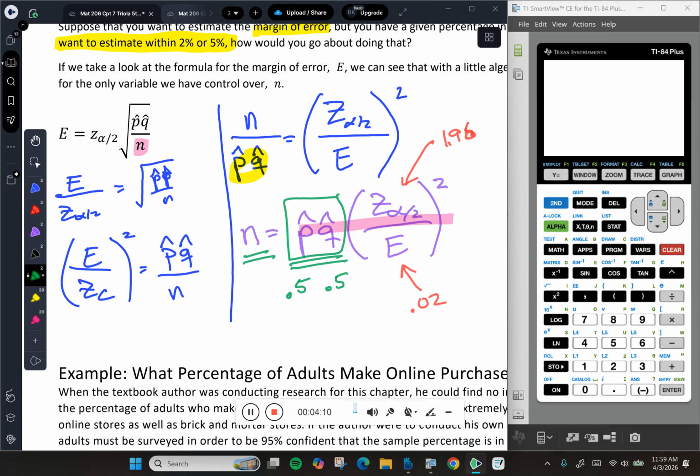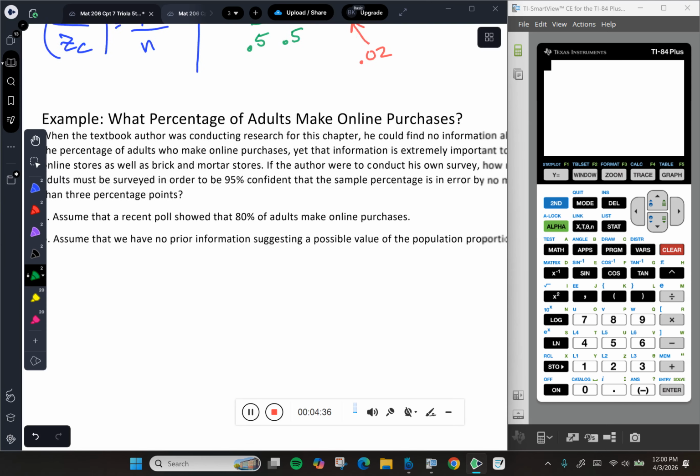Okay, so one thing you want to keep in mind here is that we're looking at controlling the one thing we actually can control, that is our sample size. And we know that when our sample size gets larger, our margin of error gets smaller. So if you can work backwards from a margin of error, you should be able to get a sample size. Let's take a look at what it would look like in application.